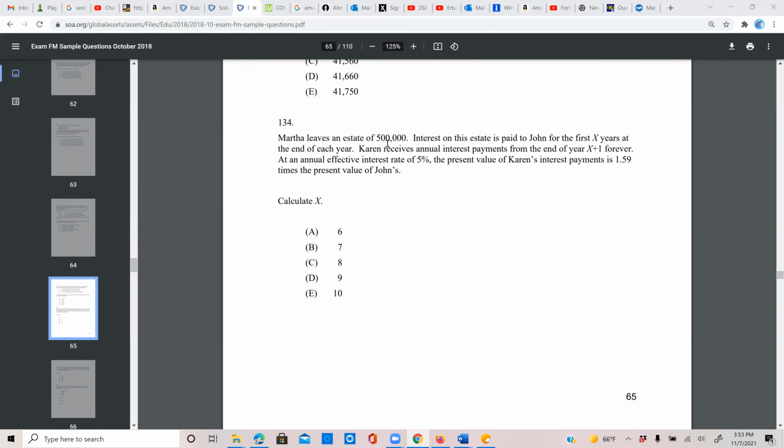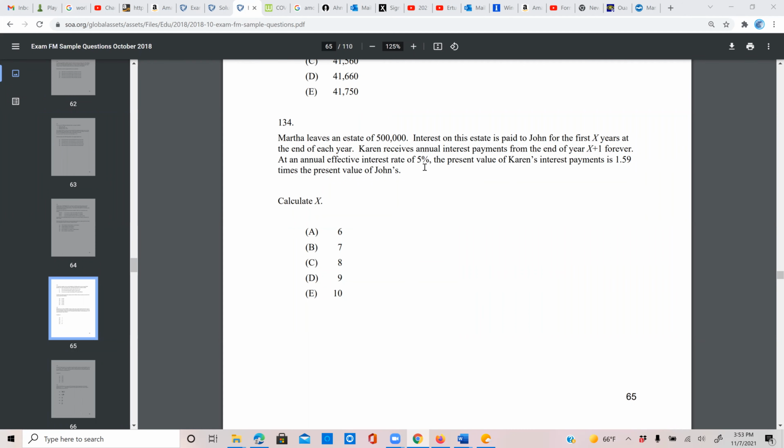Martha leaves an estate of 500,000. Interest is paid to John for the first X years. At the end of each year, Karen receives annual interest payments from the end of year X plus 1 forever at an annual effective rate of 5%. The present value of Karen's interest payments is 1.59 times the present value of John's.